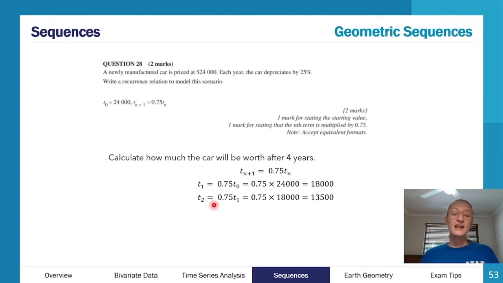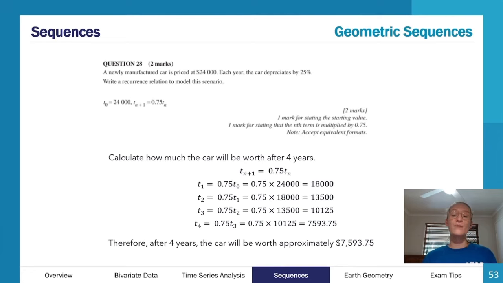T2, same thing, except now, after 2 years, it'll be worth 75% of what it was worth after 1 year. So we're going to do 75% times the value after 1 year, which is 13,500. Our car's dropped in value by $4,500. It's still dropping in value by 25%, but the amount that's dropping is less each time because it's a percentage, not a set number. Same for term 3, and same for term 4.